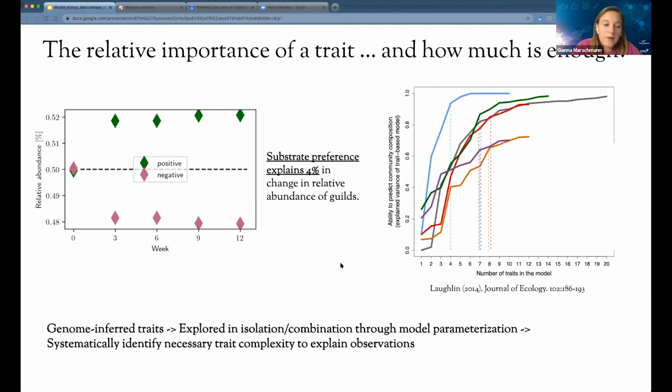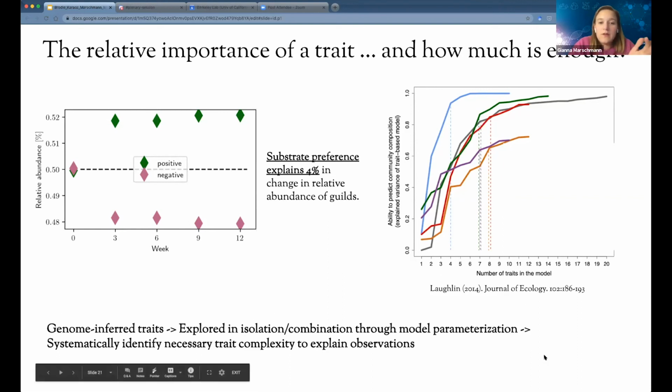However, I think what the potential is with the DB model is that we really have a formal way to explore genome-inferred traits either in isolation or in combination through model parameterization, which will then allow us to identify in this way the necessary trait complexity to explain the observations in a given system. I'll hand it back to Eoin for the final words.